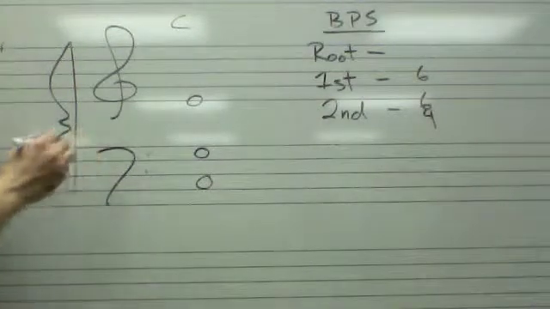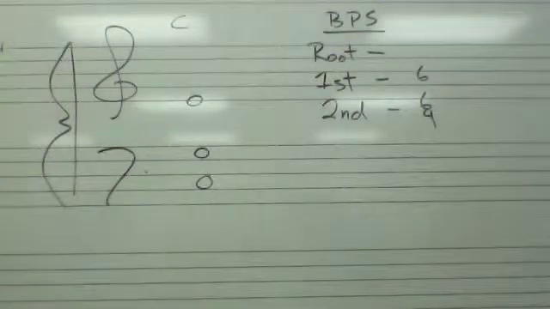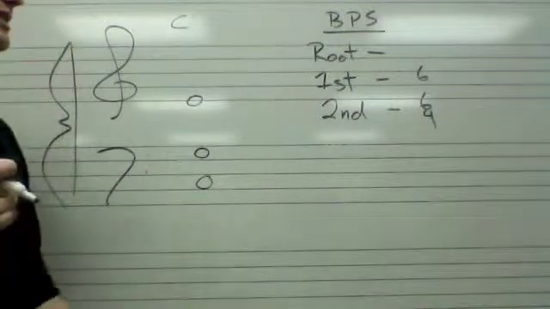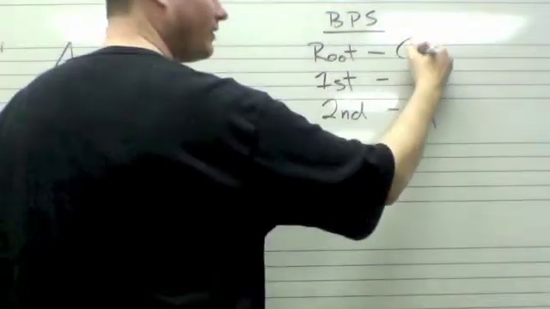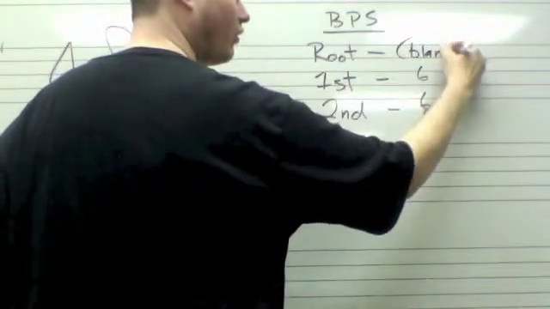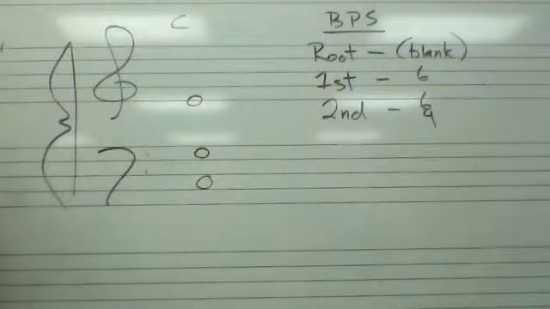I'm going to write the abbreviation for a root position base position symbol, and I'm done. The abbreviation for a root position base position symbol is nothing. You leave it blank. Don't write blank, just leave it blank. Root position triads are so common that you don't have to write anything.